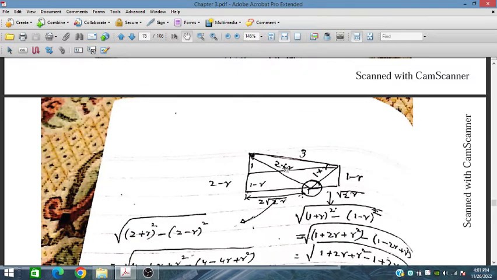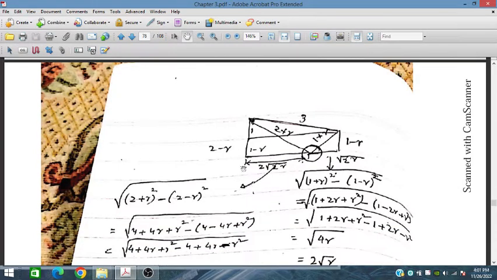This length can be found by the Pythagoras theorem. This is a right angle triangle. If we subtract this square from this square, it will provide the square of the length of this. Then we take the square root. So the square root of (2 plus r) square minus (2 minus r) square will provide the length of this.